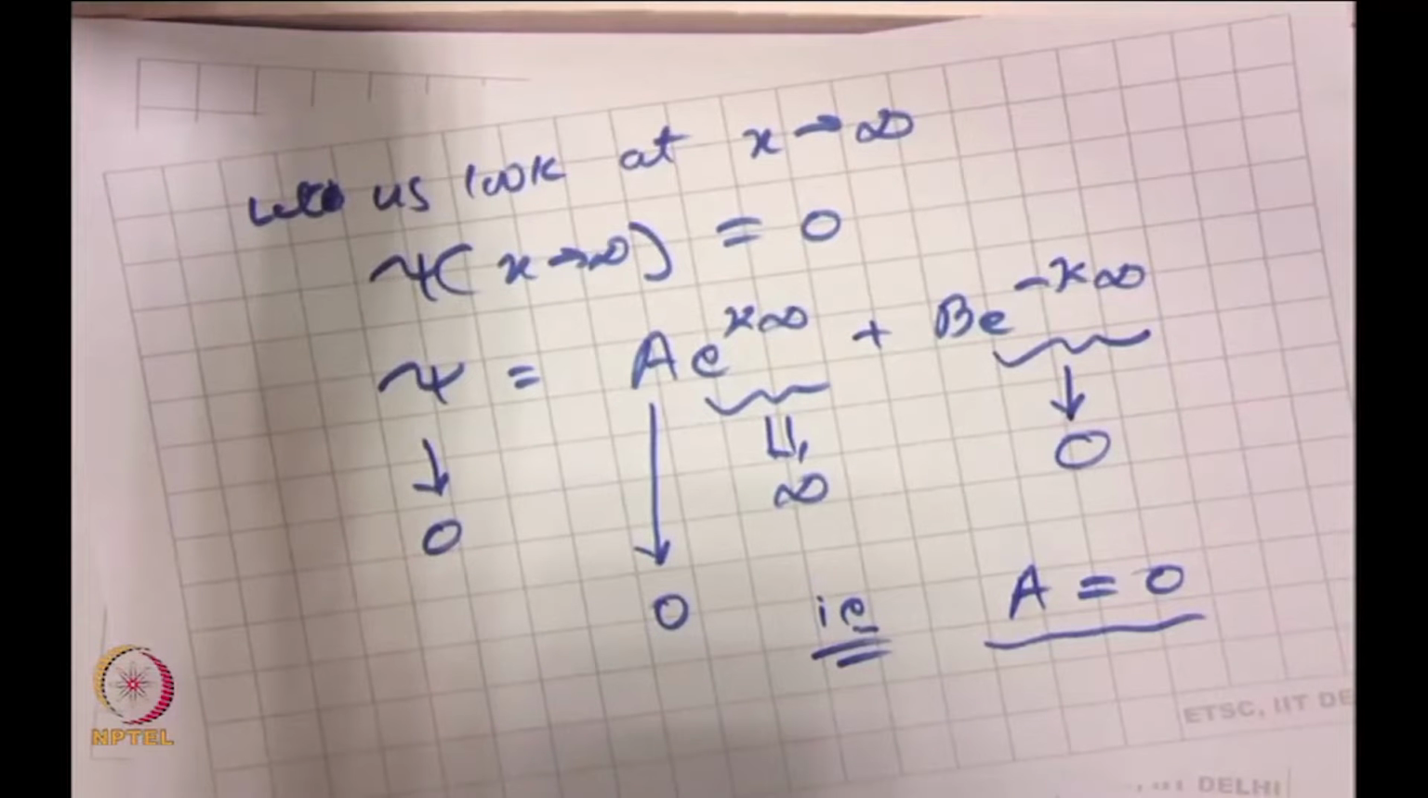If you remember what you did for particle in a 1D box, psi was equal to A sine of kx plus B cosine of kx, right, and then you applied one boundary condition where cosine did not go to 0, but the coefficient of cosine went to 0. It's the same thing we are seeing out here, right.